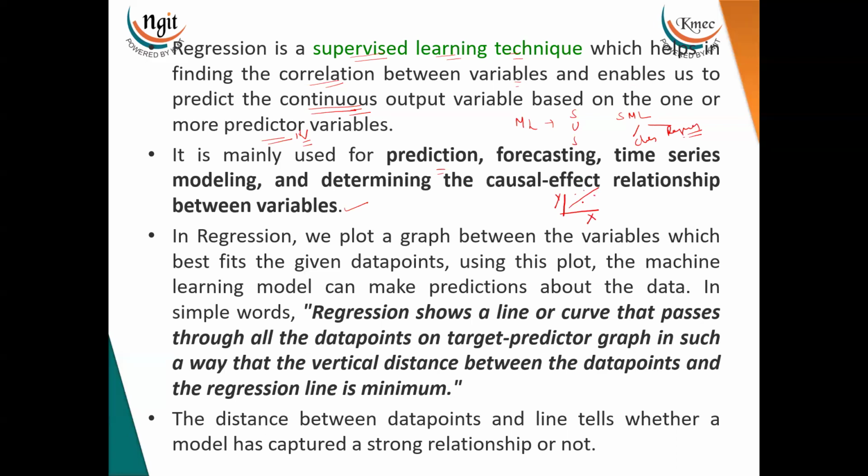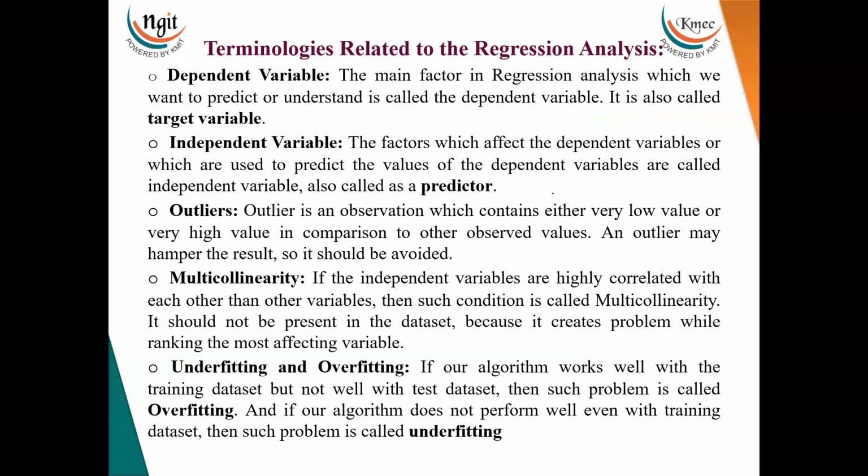So the distance between this data point and this straight line tells us whether there is a strong relationship or not. There are some terminologies related to this regression analysis. Already we discussed one, that is the dependent variable, which we want to predict or understand, and we can also call it the target variable.